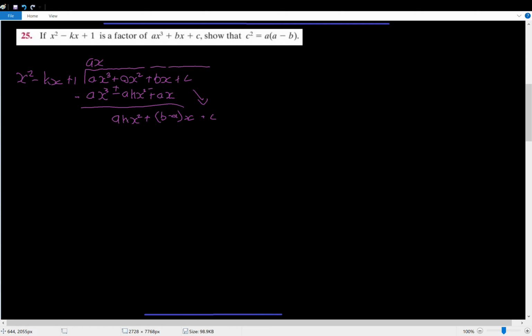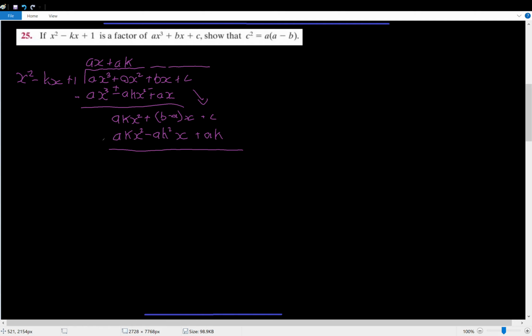Now we focus on our next leading term. We go akx squared divided by x squared, and that's just plus ak. Then we multiply our ak across. So ak times x squared is akx squared. And ak times minus kx is minus ak squared x. And ak by 1 is just plus ak.